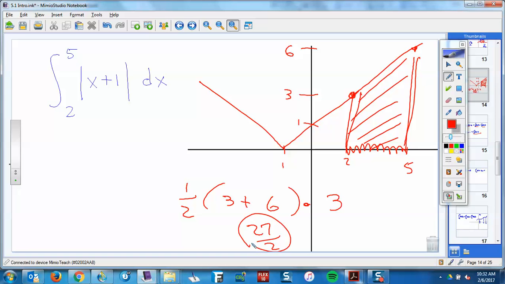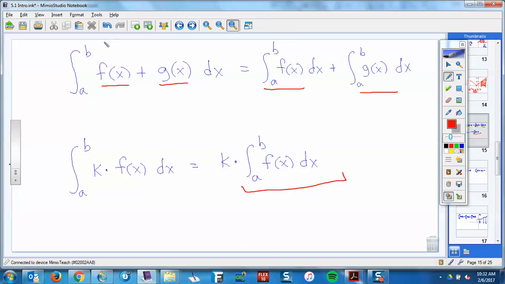27 over 2, 13 and a half. Right? So that's just how you do that section there. Go ahead and graph them. If they make lines, anytime you got lines or parts of circles, you're going to be able to do them. Yes? 25. What was 25?